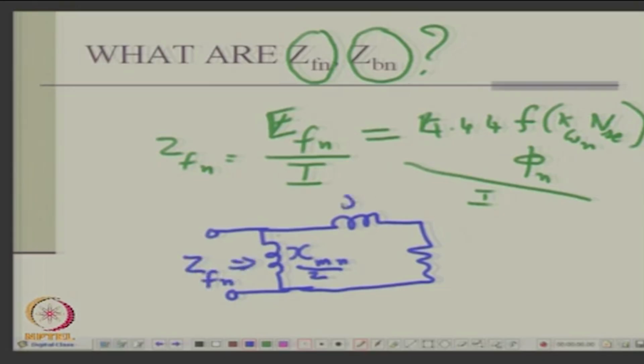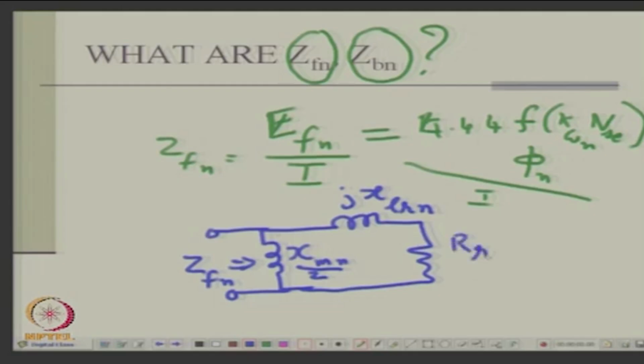In parallel with it, there should be JXLR, I would say N, because the leakage reactance may be different. XMN is the magnetizing reactance corresponding to the nth harmonic, and this will be RRN. I say it may be the same, but there may be skin effect and other things. For the rotor, that means how the rotor current behaves, because the slip is different, isn't it?